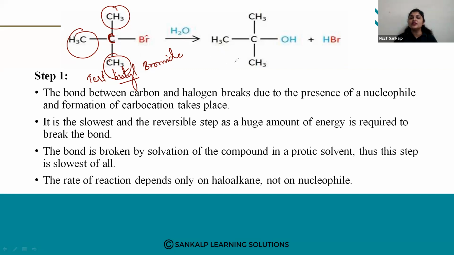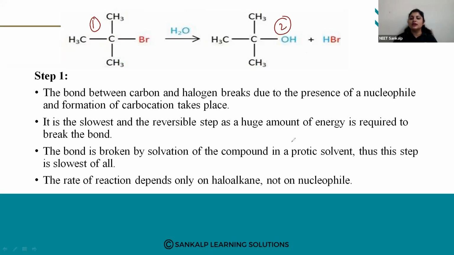This is the conversion of tertiary butyl bromide to tertiary butyl alcohol. It is carried out in a polar protic solvent. This is the solvent used here, water, which is the nucleophile present, OH minus. So in the first step, what is happening? This bond is broken. We'll see it stepwise. Now you can see here, this is the main reaction, from starting reactant to product. Now we are going to see it stepwise.